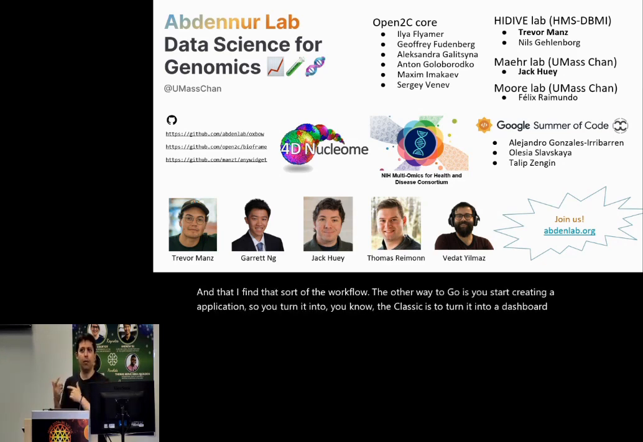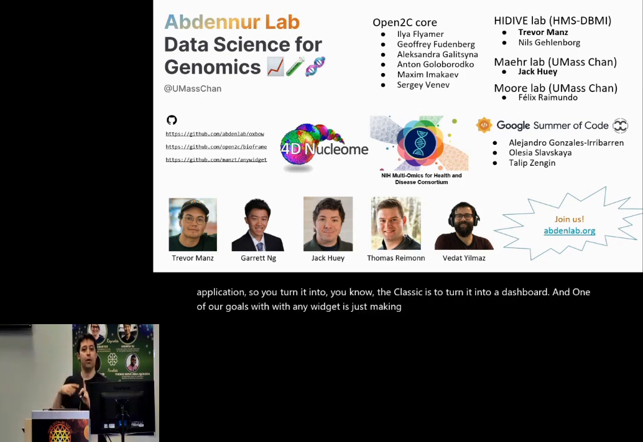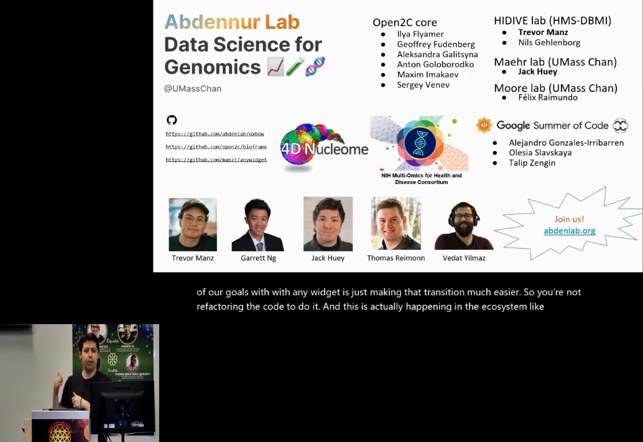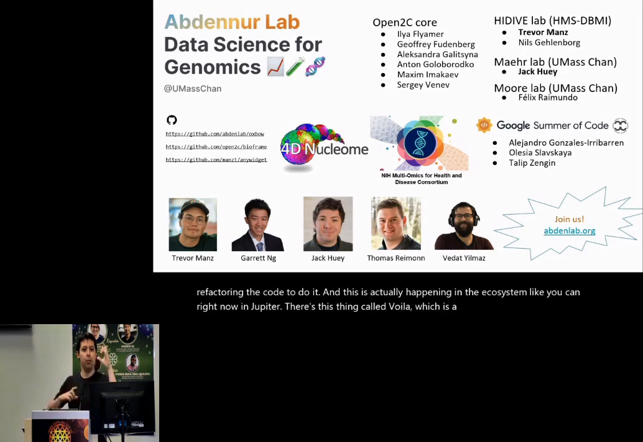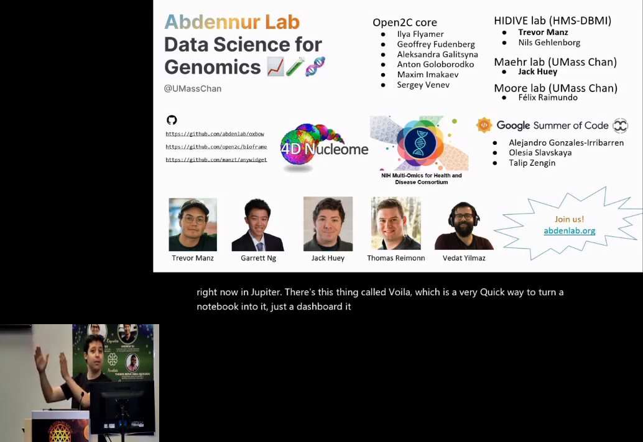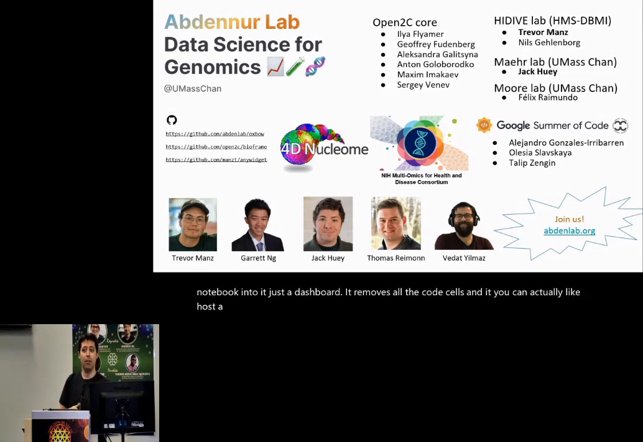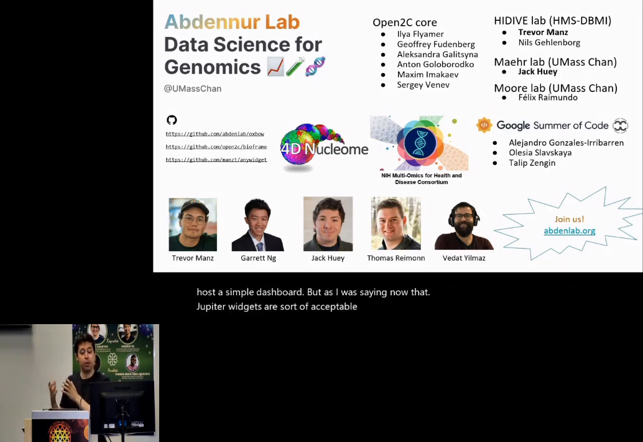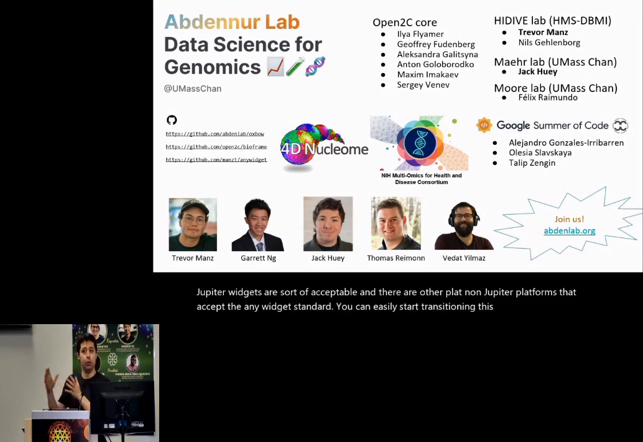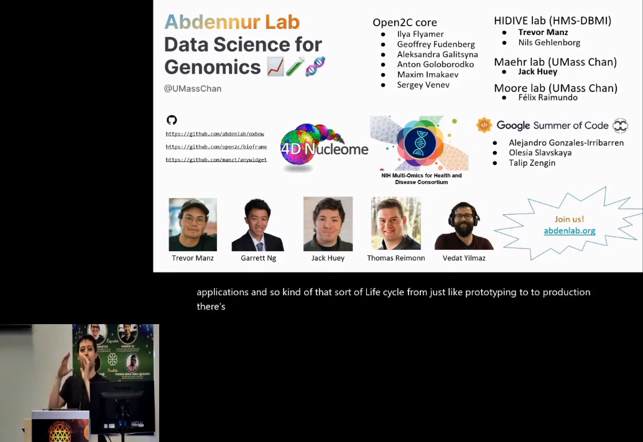And one of our goals with AnyWidget is just making that transition much easier, so you're not refactoring the code to do it. And this is actually happening in the ecosystem right now. In Jupyter, there's this thing called Voila, which is a very quick way to turn a notebook into just a dashboard. It removes all the code cells, and you can actually host a simple dashboard. But as I was saying, now that Jupyter widgets are acceptable, and there are other non-Jupyter platforms that accept the AnyWidget standard, you can easily start transitioning this code into more mature applications. So that life cycle from prototyping to production, from exploratory to a well-defined, mature application as well.